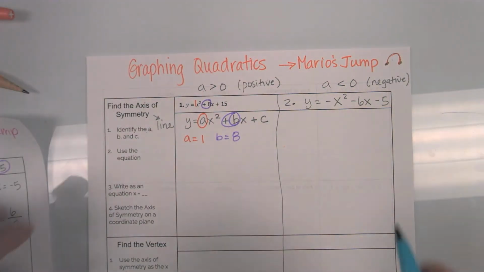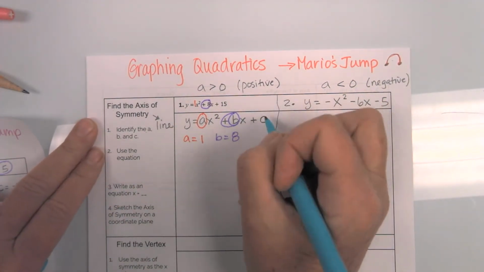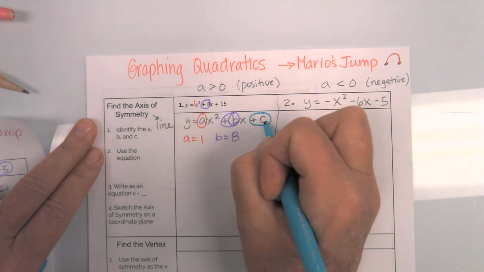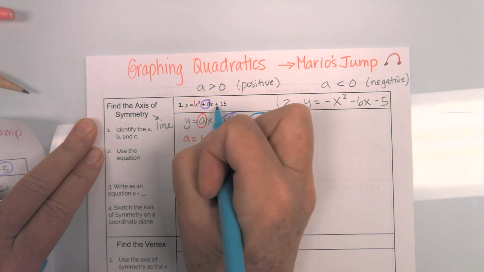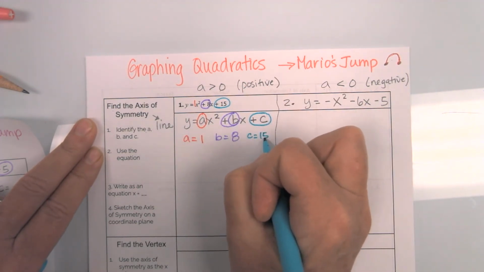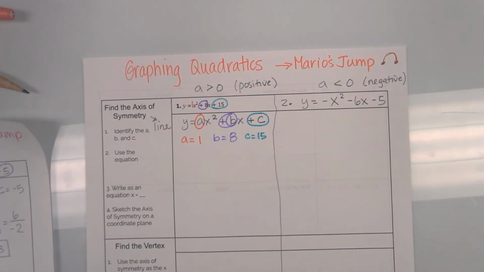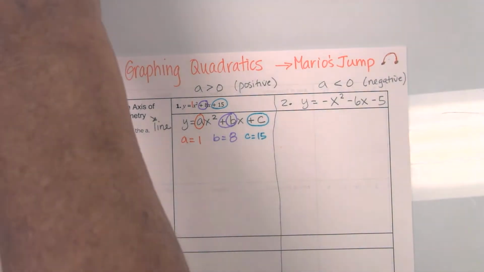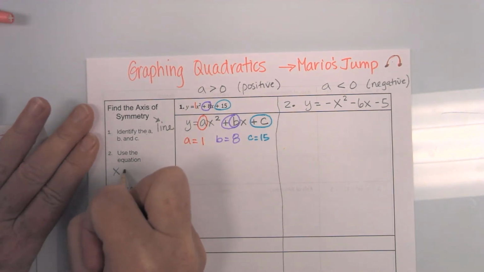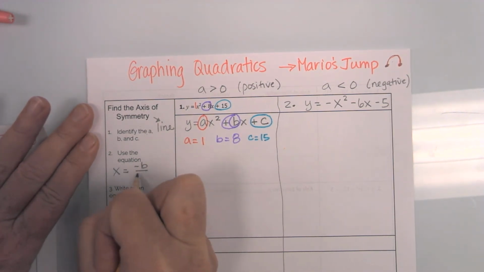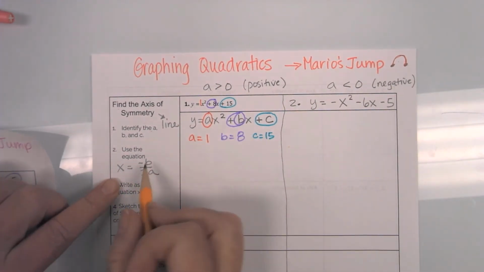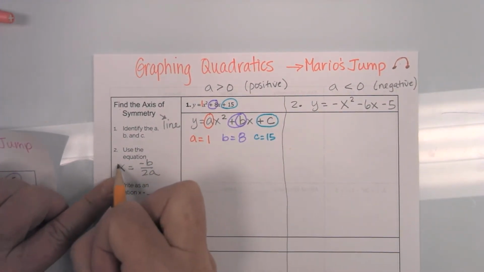Then I need to find my c. Now we aren't going to use the c much today, but we need to know how to identify it. So our c is the positive c here. This one, notice it's a positive 15. So c equals 15. So now that we have identified those, what do we do? Well, the axis of symmetry is x equals negative b over 2a. Now, this is really important to remember because it helps us to find our x value.